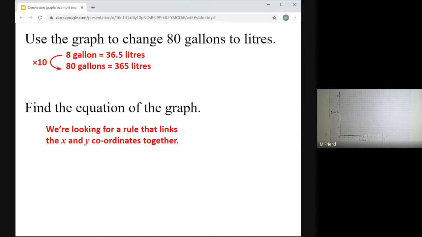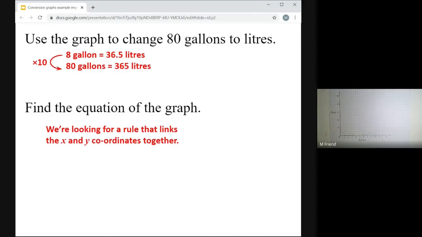Now, we actually did quite a lot of work on the equations of straight lines earlier in the year. And we said the general equation was y equals mx plus c. m is the gradient, c is the y-intercept. Don't worry if you've forgotten most of that right now. We'll revise it later on. But that is something that we've done already. The good news for you is that with these conversion graphs, it's a little bit easier than all of that y equals mx plus c stuff.